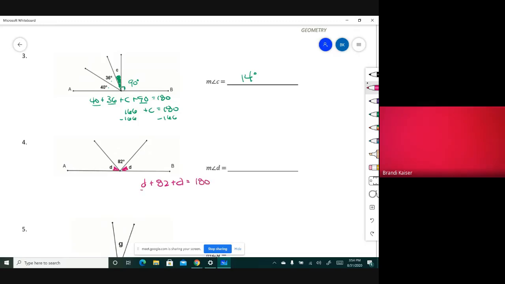But combine like terms, D plus D, that's 2D, plus 82 equals 180. Subtract 82 from both sides. 2D would equal 98. And then divide that by 2 because we want to solve for just D. D would be 49 degrees.